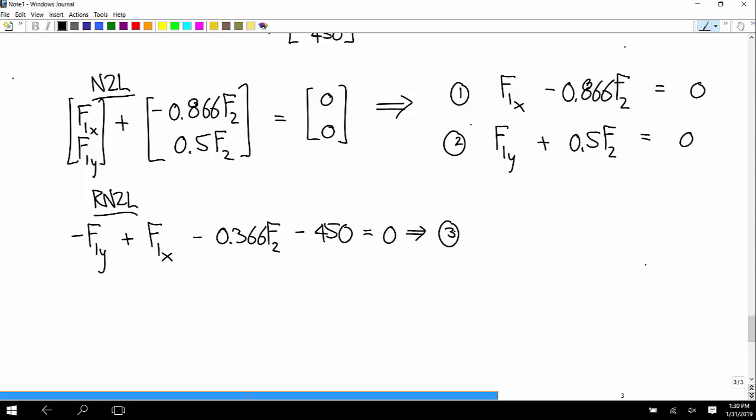And that gives us a third equation that says, let me put them in the same order that I have up above, so positive f1x minus f1y minus 0.366 f2 is equal to 450.